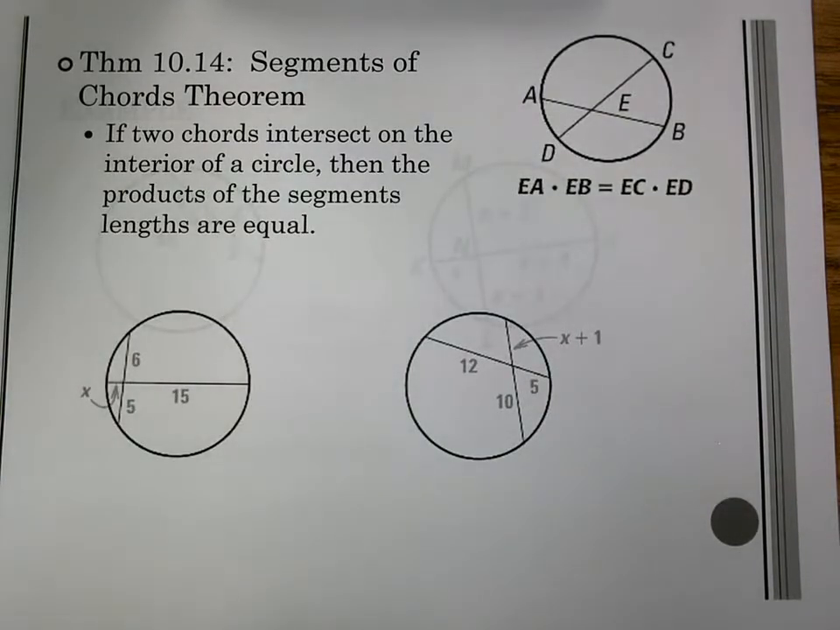It says if two chords intersect on the interior of the circle. We should note here it does not say that the center is where they meet. It does not say one of them is a diameter. It just doesn't say anything in particular about them. They just happen to meet inside the circle. And that's enough here. So if we have that, then the products of the segment lengths are equal.